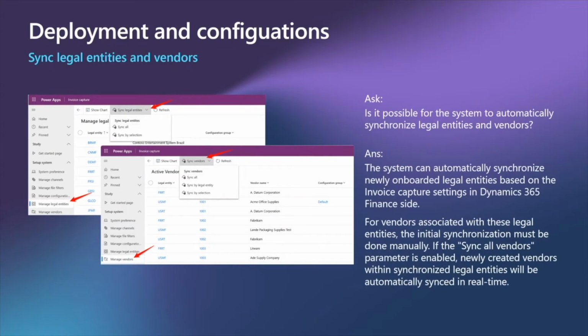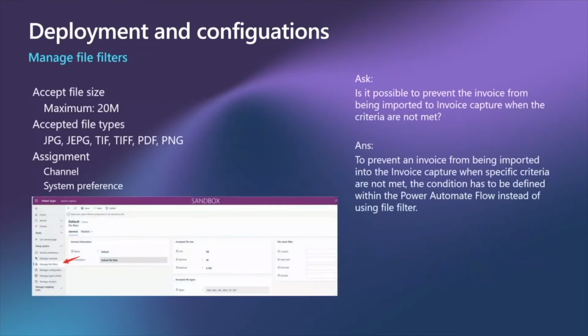Actually, on the invoice capture side, we needed to sync the legal entity and the vendor master data to apply some derivation logic to derive the legal entity and the vendor accounts. So what you should do is double check whether the legal entity or vendor accounts are correctly synced. One thing to keep in mind is that the initial vendor synchronization has to be triggered manually. Once it's done, the whole master data will be synced.